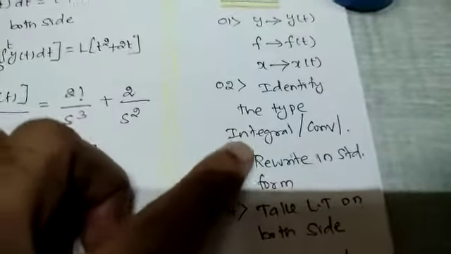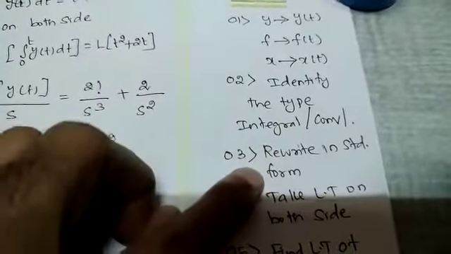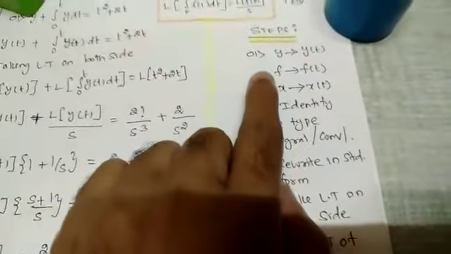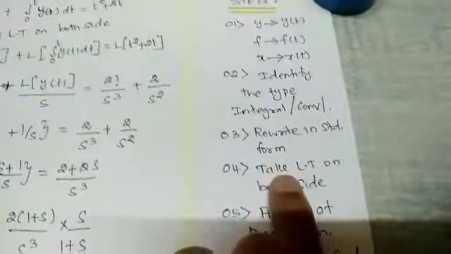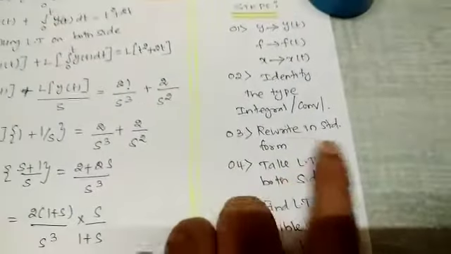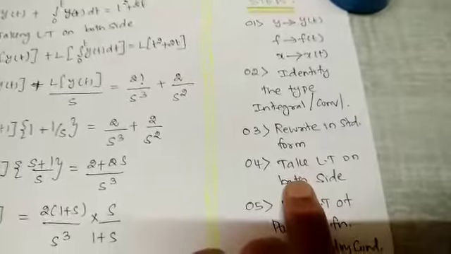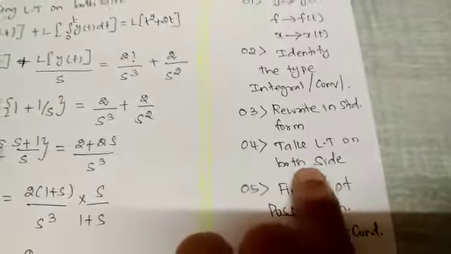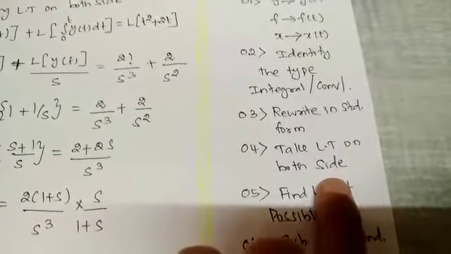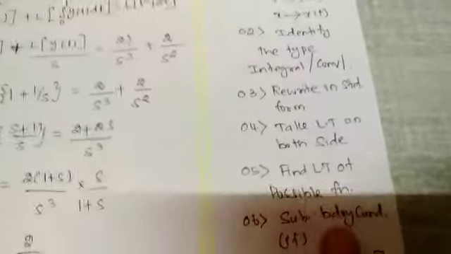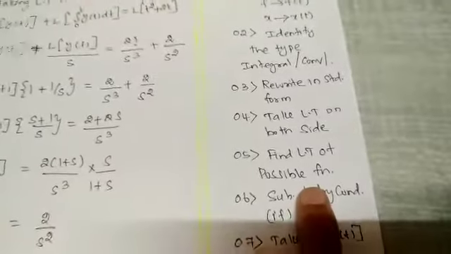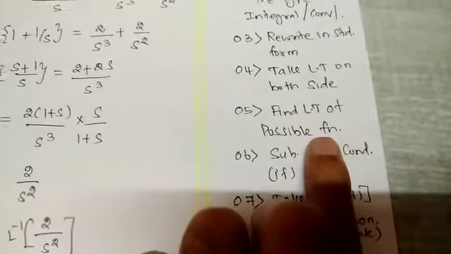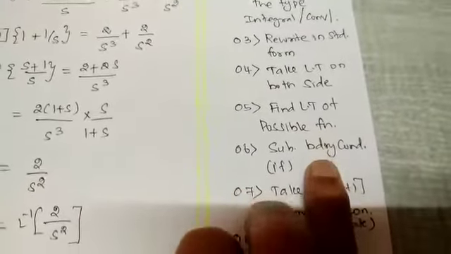So now identify the type, either integral equation or by convolution or differential equation. Then rewrite in the standard form. So that is what I said, here y means y of t, like that you rewrite in the standard form. Then this is a step what we are going to do first. That is an important step. We need to take Laplace transformation on both sides. So wherever possible, for those terms you need to find Laplace transformation, that you can understand from the problem.